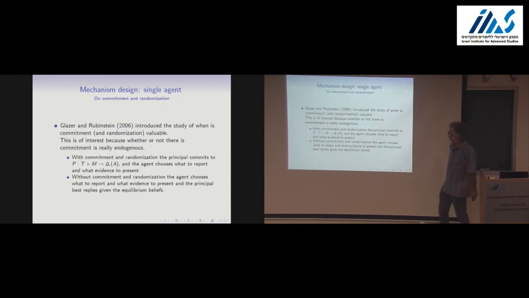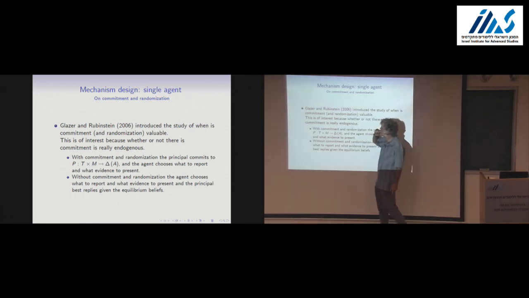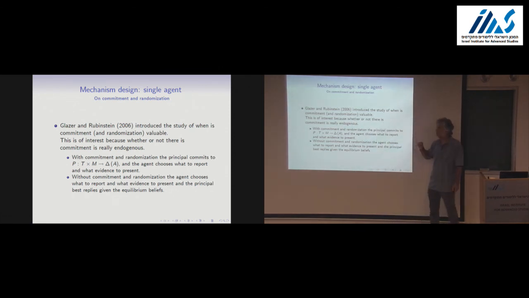So let me move on to an application of the revelation principle. Really, not of the revelation principle, but of mechanisms. Jacob Glazer and Ariel Rubinstein introduced the study of when commitment is of value. So a natural question to ask is, when is commitment valuable? Also, when is randomization valuable? And also some other questions Elchanan will talk about tomorrow.